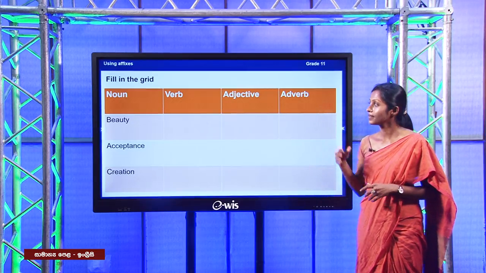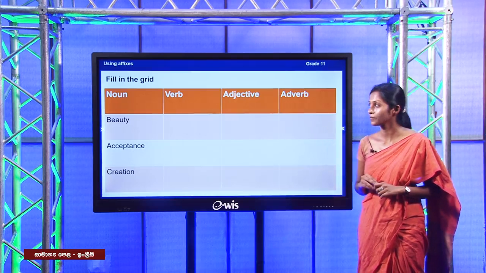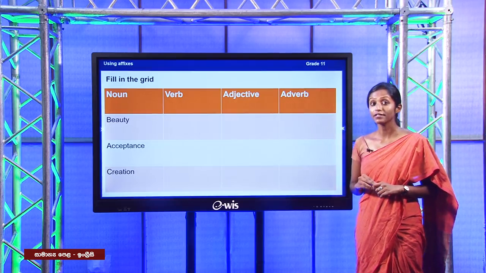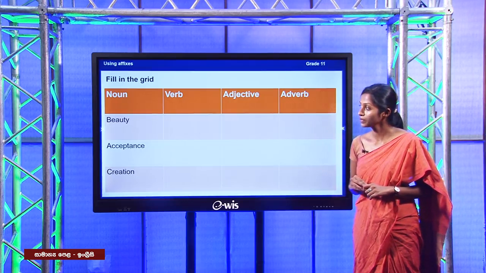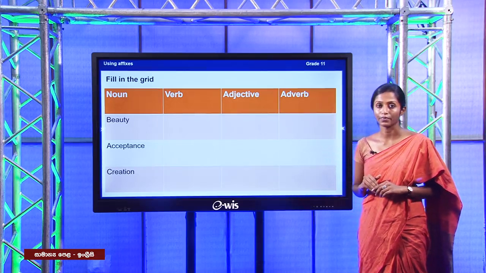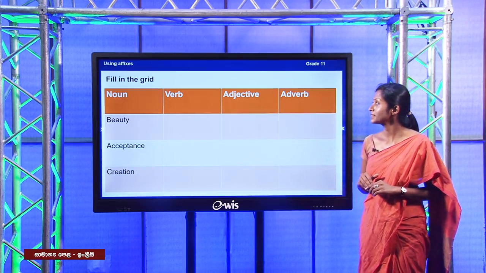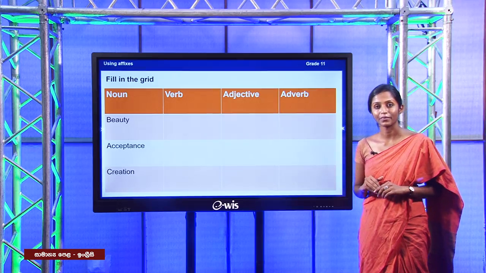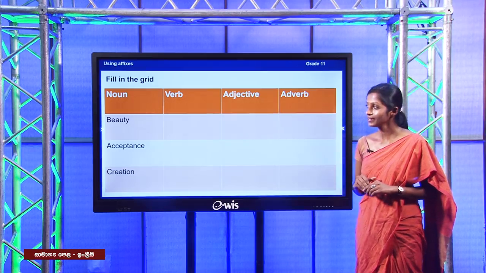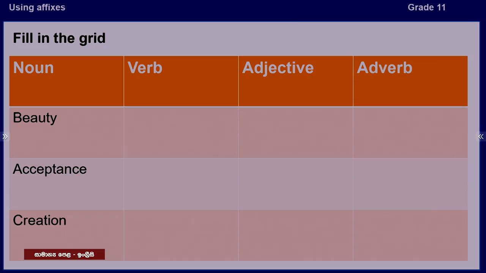I have given nouns, verbs, adjectives and adverbs in 4 columns. What I have filled is the noun column. I have given beauty, acceptance and creation. So you will have to add appropriate affixes and create verbs, adjectives and adverbs. I don't think that this activity will be challenging to you, as we have talked about affixes a lot. Take your time and try to do the activity.